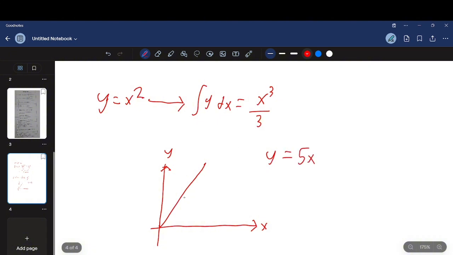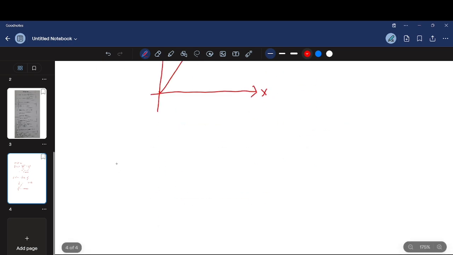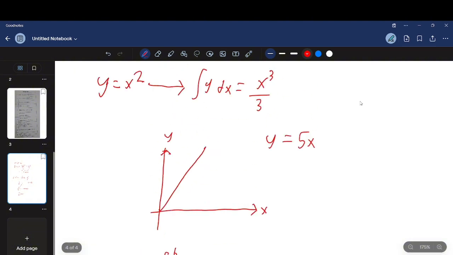So when you integrate this curve with limits on, let's say you're integrating y with limits a and b, dx. We're integrating this equation with limits a and b.